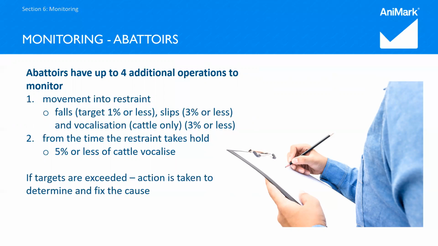The second target to be monitored are when cattle are restrained for stunning or slaughter. And that's all about making sure that 5% or less of cattle vocalize from the time the restraint takes hold. If the target for vocalizing when in restraint is exceeded, action must be taken immediately to fix the cause. The same targets apply in that if you had 200 animals you were processing, you'd need to watch a minimum of 25.